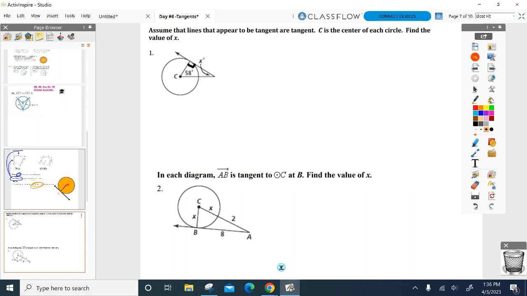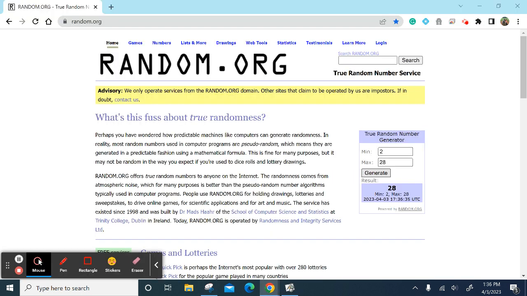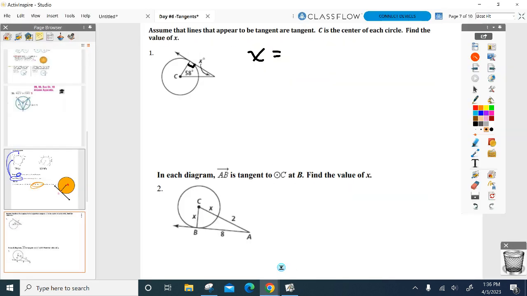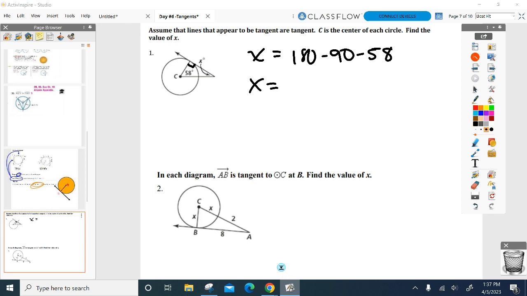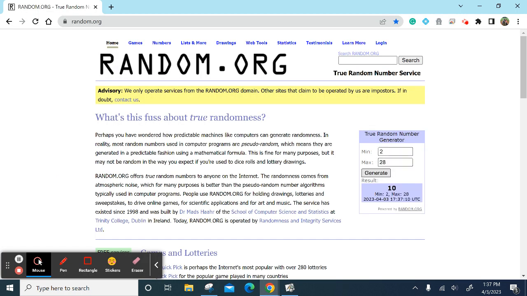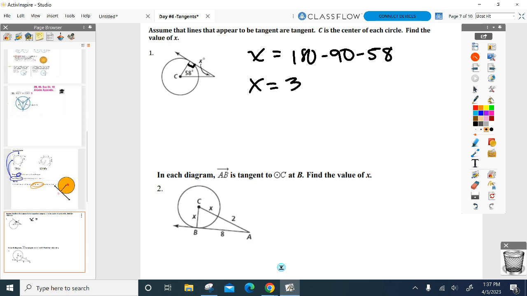And now this becomes a pretty easy problem, I hope. Let me know how you're going to find x. How can I find x? 90 plus 58 plus x is equal to 180. There you go. 180 minus that 90 we just wrote in, minus the 58. And what are we looking at here? Just making sure you're paying attention. One job. No excuses. What do you have? 32. There you go.